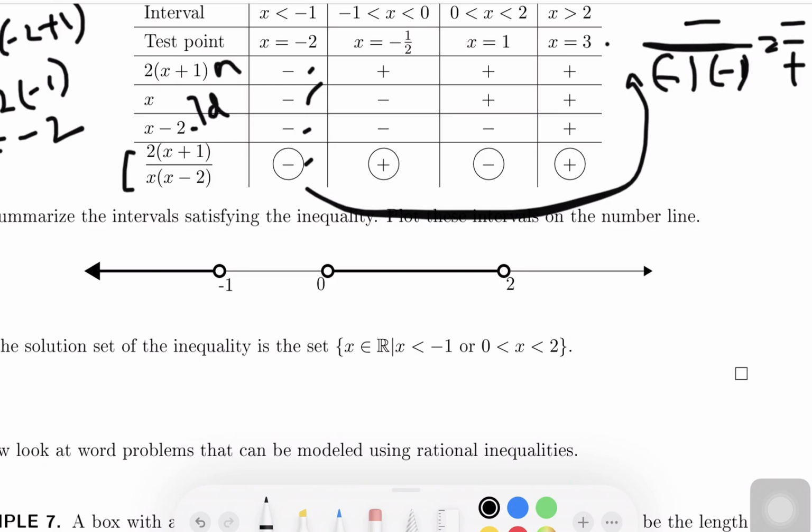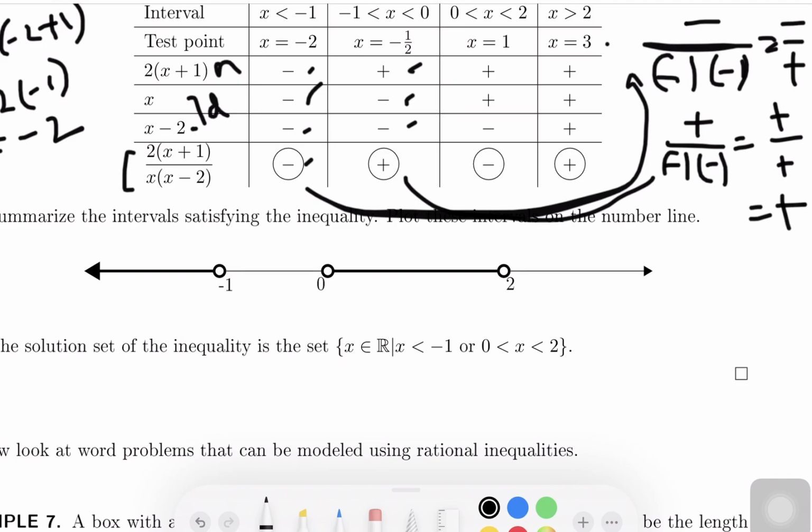Okay? For this part, the positive divided by negative times negative. Right? The denominator, negative times negative, is positive. So positive divided by positive, we have positive. So that is why we have plus. So you do the same with these next two columns. So we have this final answer, negative and positive.